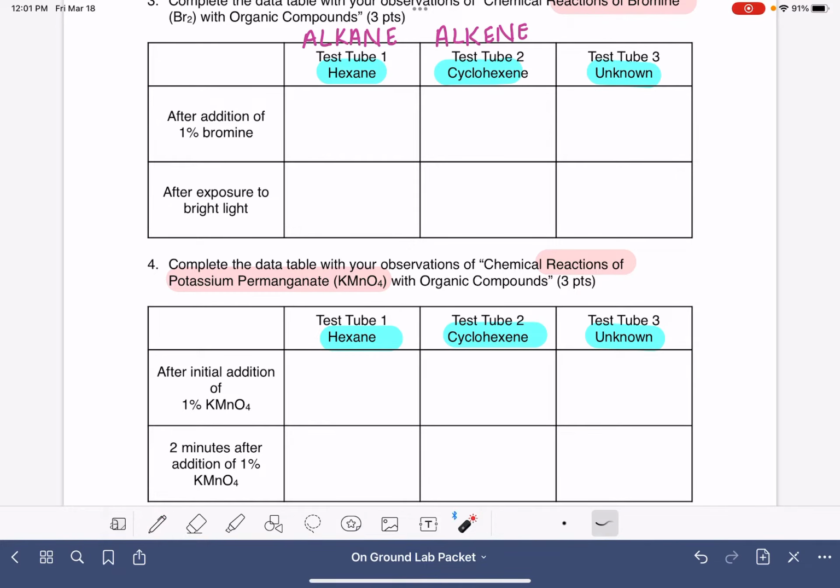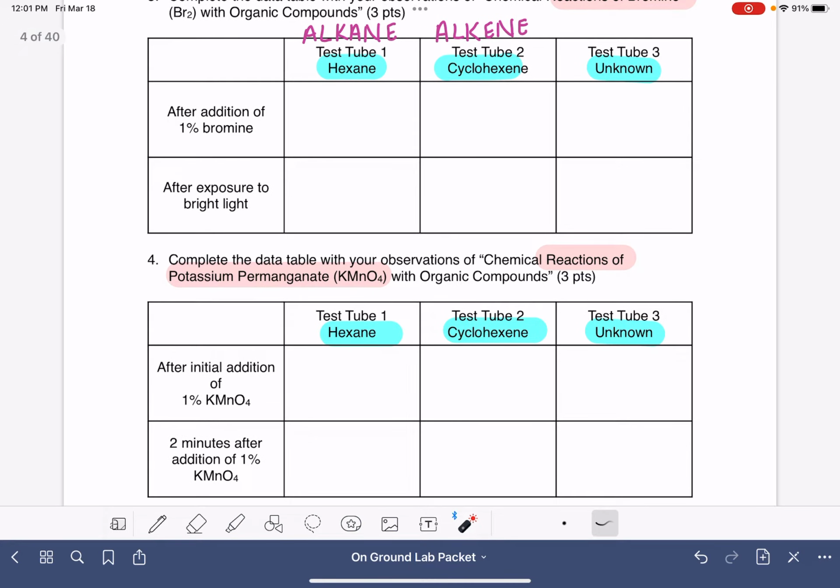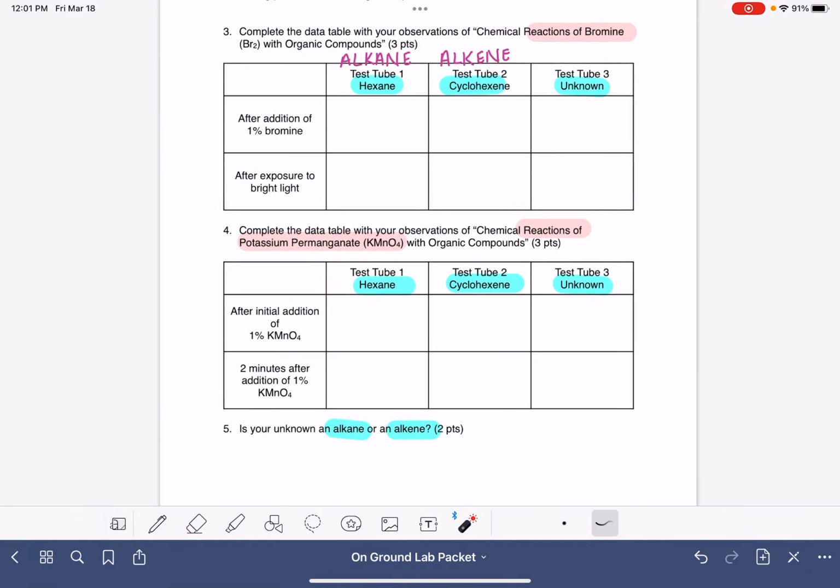If your unknown matches up with what you observed for the alkene, you will know that your unknown is an alkene. If your unknown matches up with what you observed for the alkane, you'll know that your unknown is an alkane. And you should be getting consistent observations. So for example, from the problem number 3, if you determine that your unknown is an alkene, you should see the same thing down here for problem number 4.